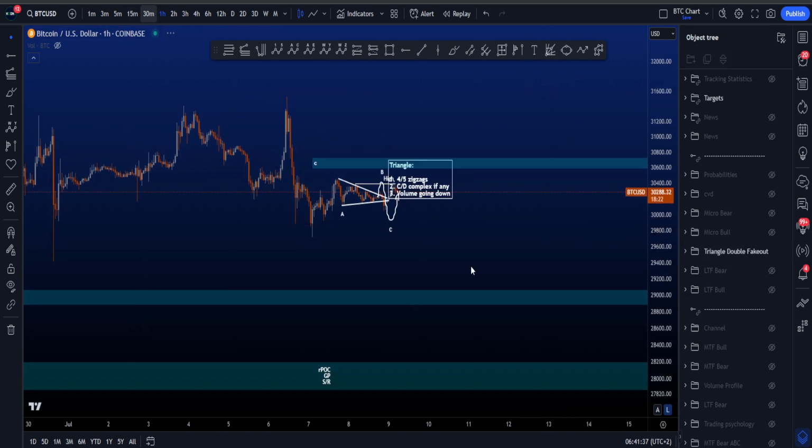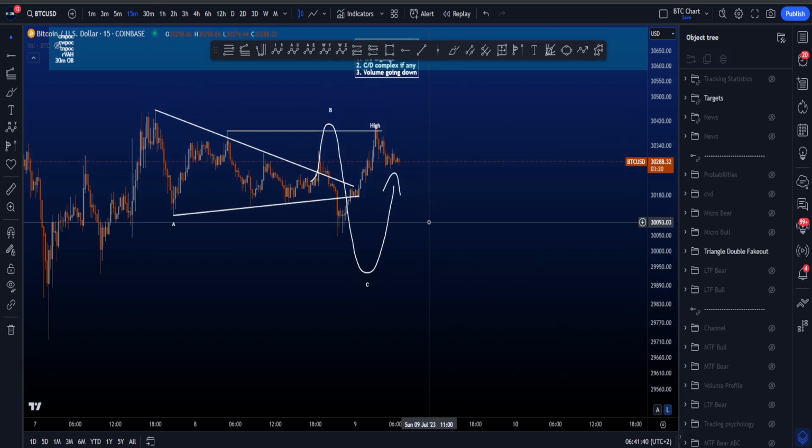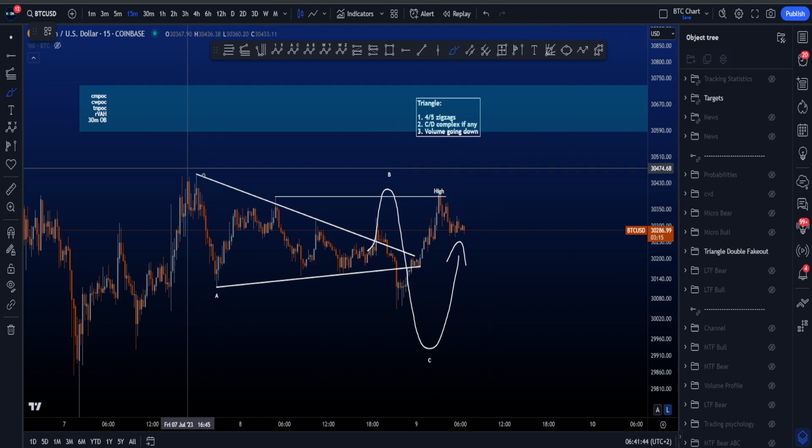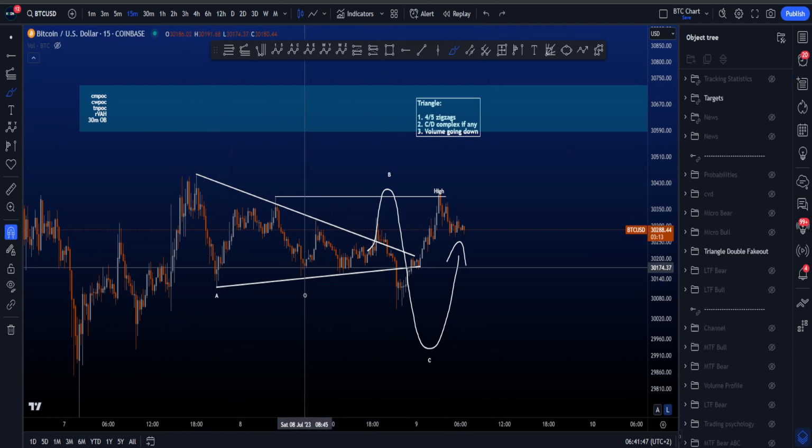If we then zoom into the low time frame, the micro time frame, we were looking for a triangle double fake out scenario. I love this type of stuff because if you pull trend lines over here, the first thing you saw yesterday was a triangle.